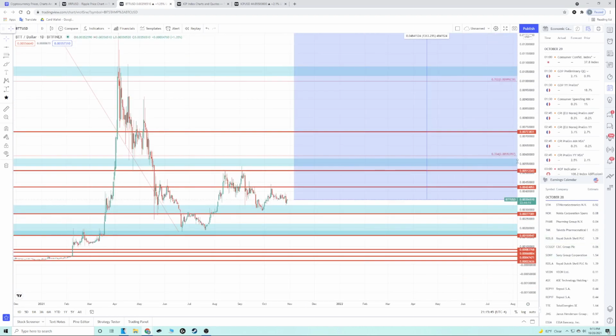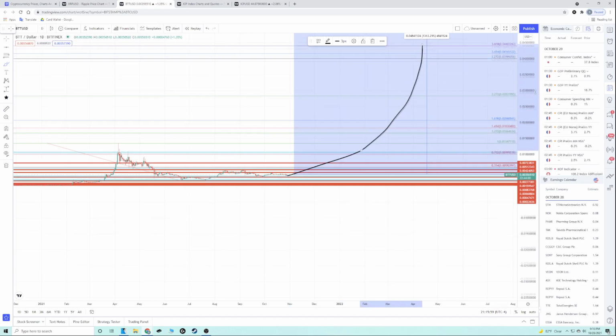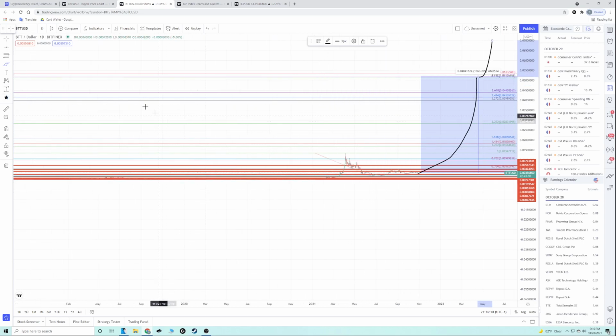But in my previous videos, I've said I want to be out of crypto by January 1st, very early January, maybe even late December. So let's say BTT hits this 4.272 in November. I would feel more comfortable taking some profit before it continues. And at that point, it's like, well, where does it go?